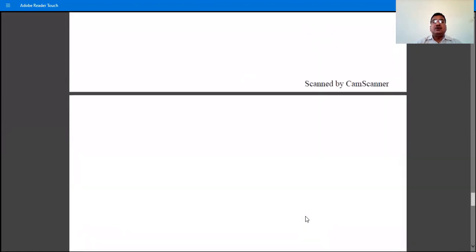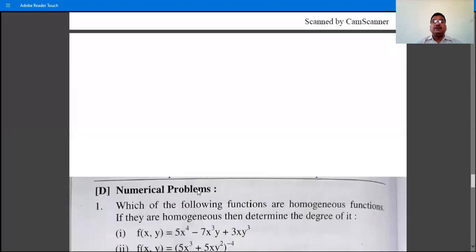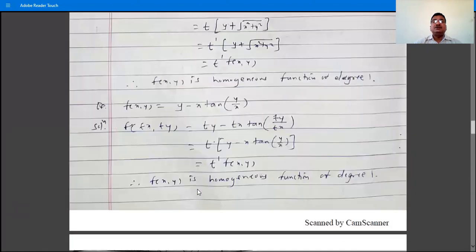So we have to solve these problems by using same method. Next problem.